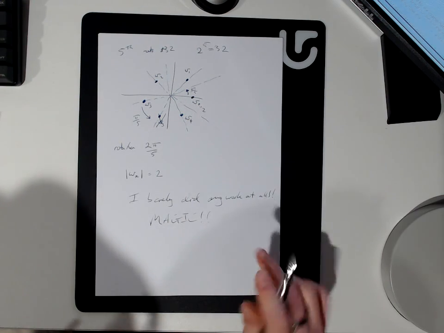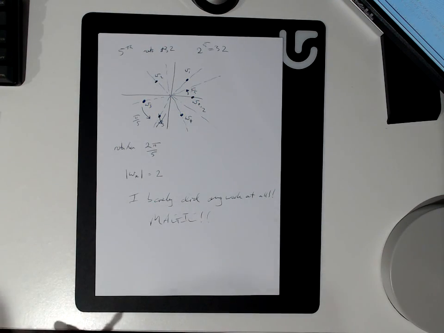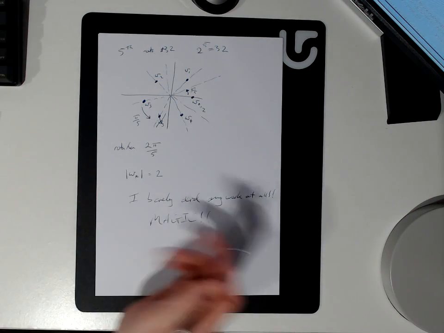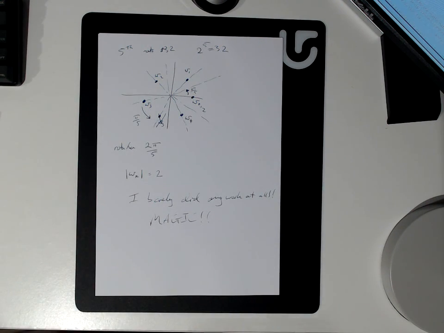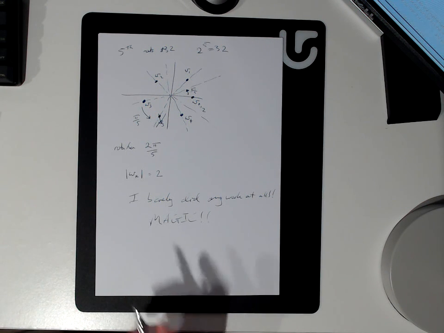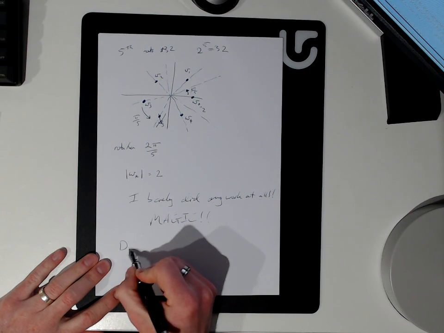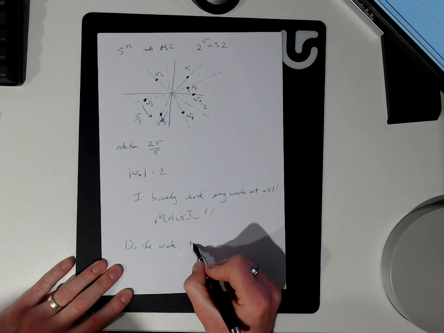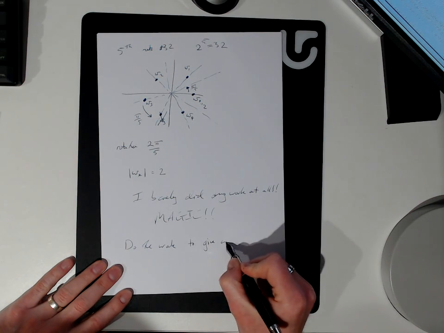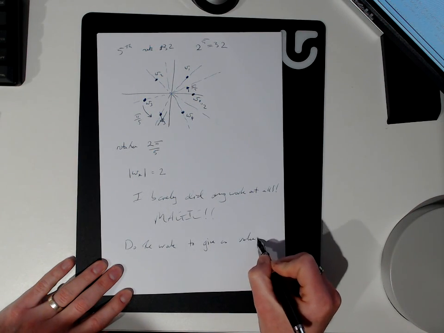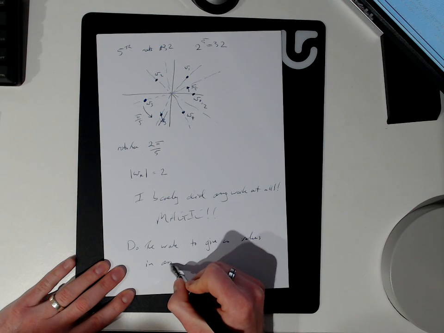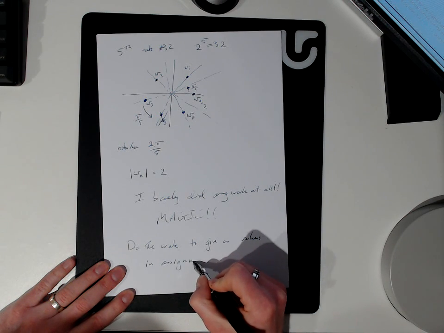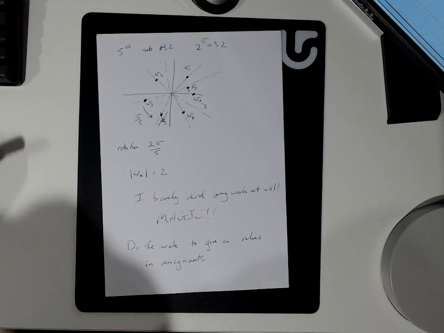Wow. Anyway, the point is that rotation by a fixed angle means you can work out where the points are pretty easily. Don't give us this as an answer. Do the work to give us values in assignments. I'm just being a smartass.